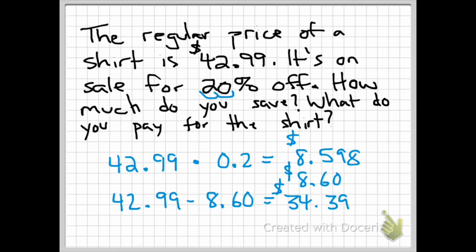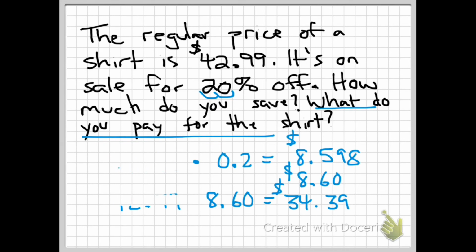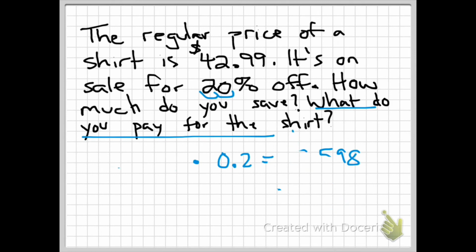Now, there's actually another way you could do this for this second portion here when they're asking you, what do you pay for the shirt? So we could actually skip this step of finding out what we're going to save and then subtracting it. So what ends up happening is that we're going to go back. We pay $42.99 for the shirt before any sales are applied. And they're not mentioning anything about tax, luckily. So it's 20% off for the shirt.